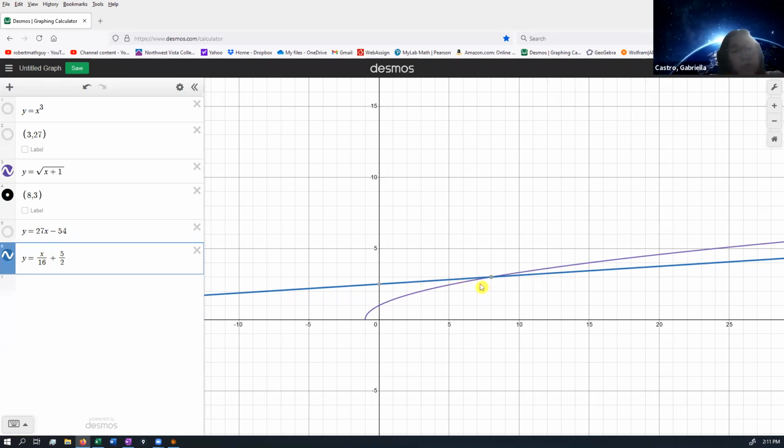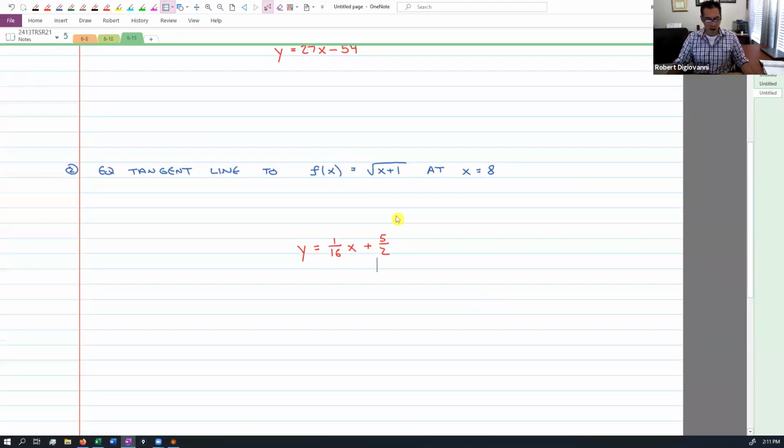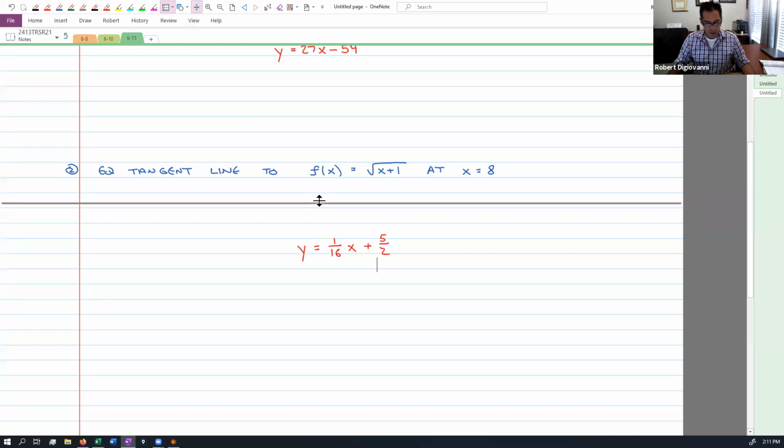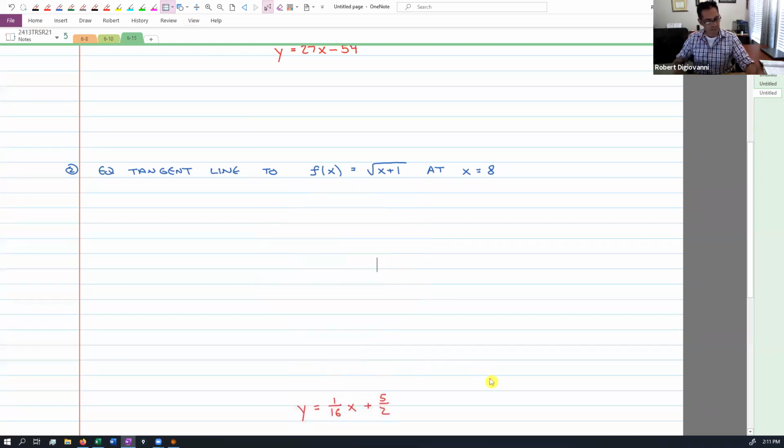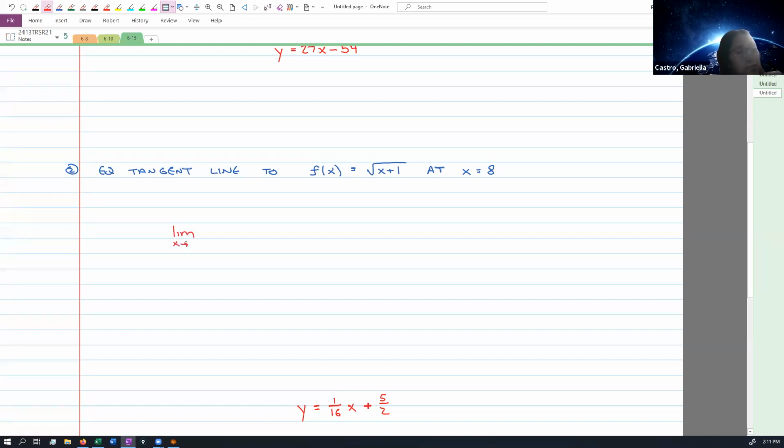Can I go over my steps to see where I went wrong? Yeah, let's go through that one, because not everyone got to that one. Okay, so you set up the limit first, right? Yes, sir. So I started off with the limit of the square root of x plus 1 minus 3, because 8 plus 1 is 9, square root is 3, and then over x minus 8.